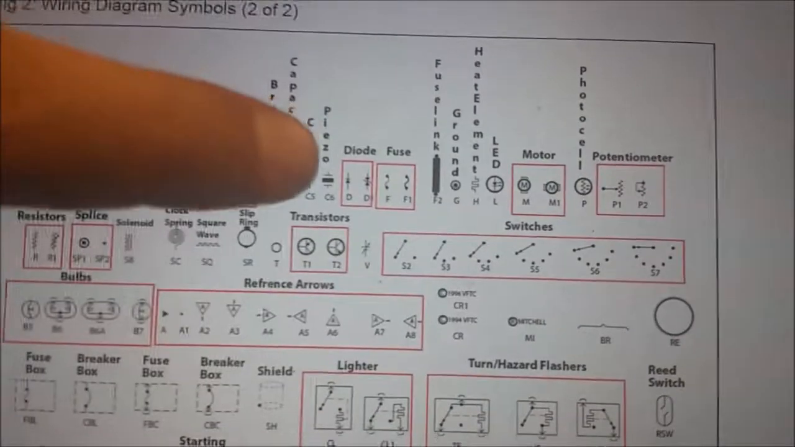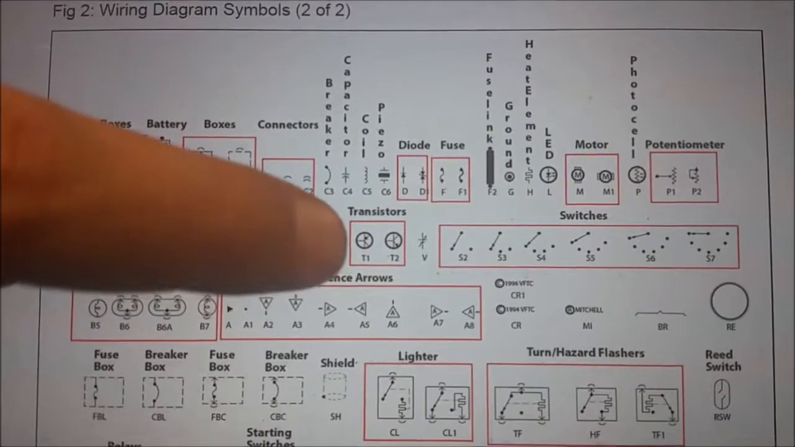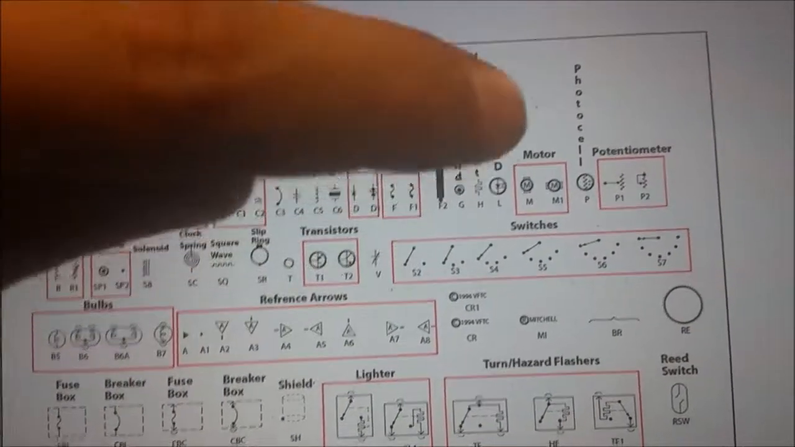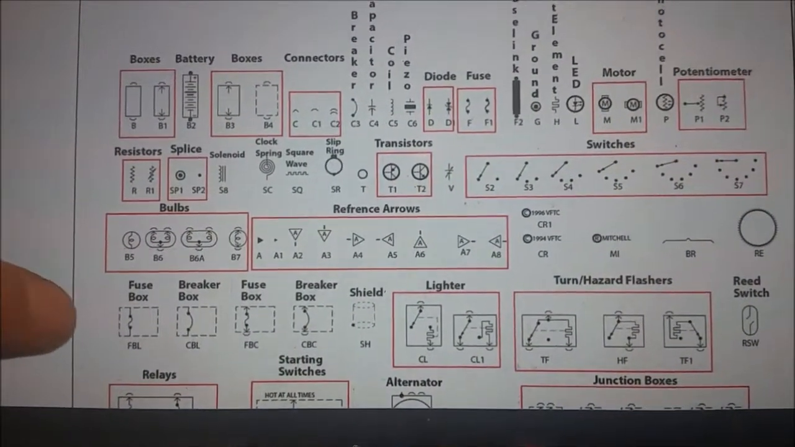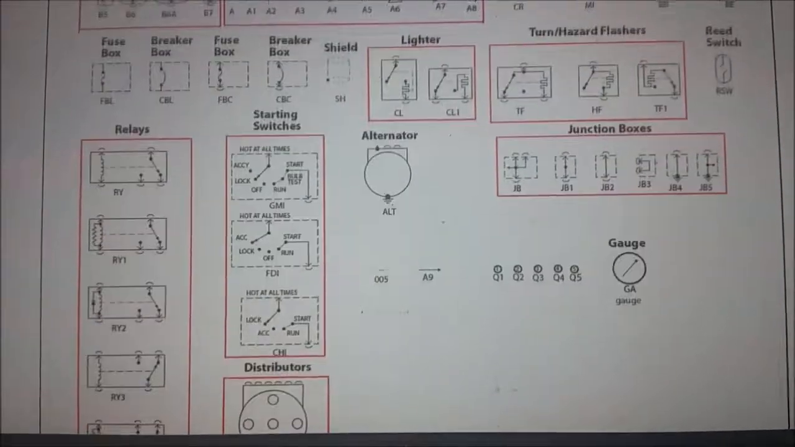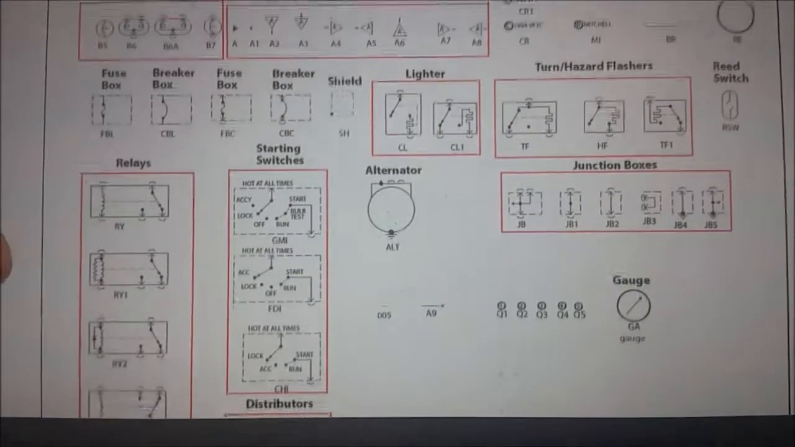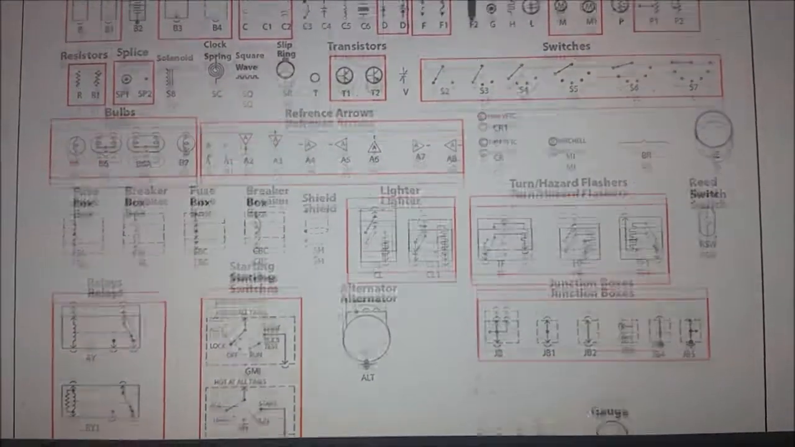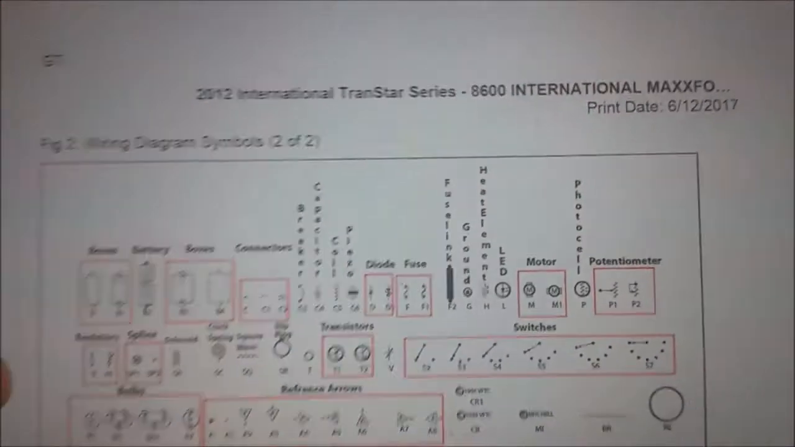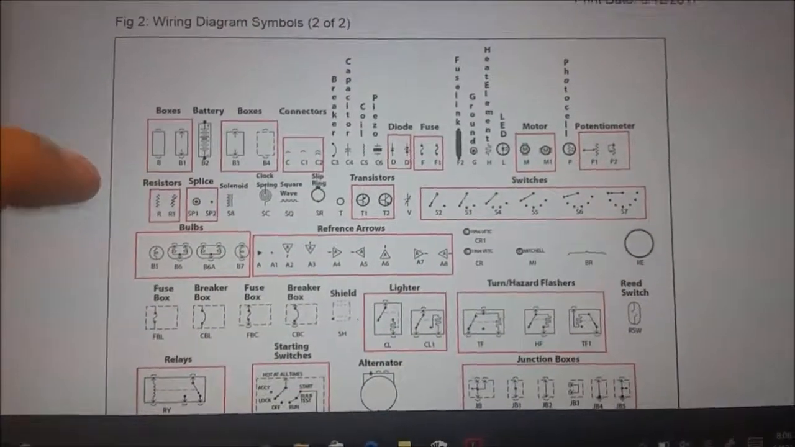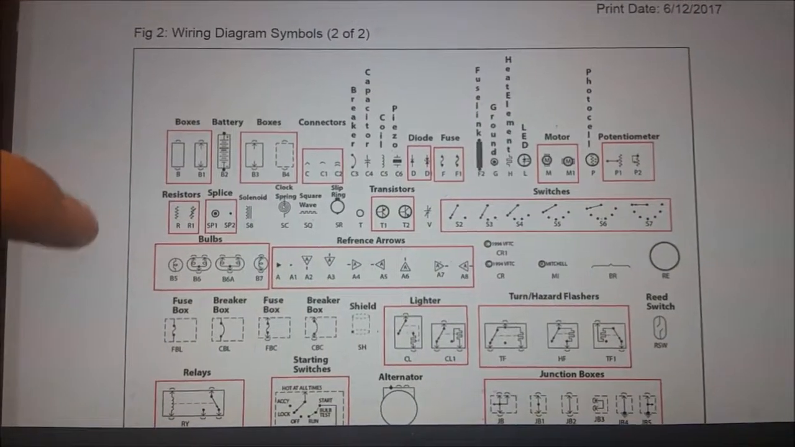Got connectors, diodes, fuses. Diodes are about the same no matter what diagram you're on. Transistors look similar. These are switches, motors, potentiometers, photocells. So this is how to read the specific things on the wiring schematic. Relays, alternators. So if you ever have a question when you're reading a diagram, you can always check the legend, which is what this is called. This just happens to be separate from the actual wiring diagram itself. So let's go look at a horn schematic for this International, and we'll see where these pieces are.